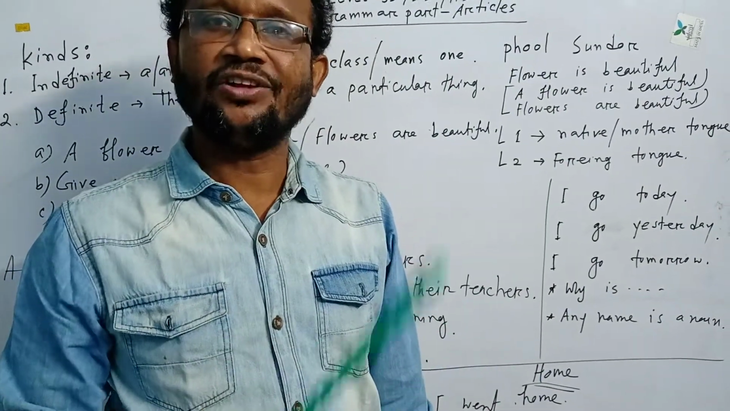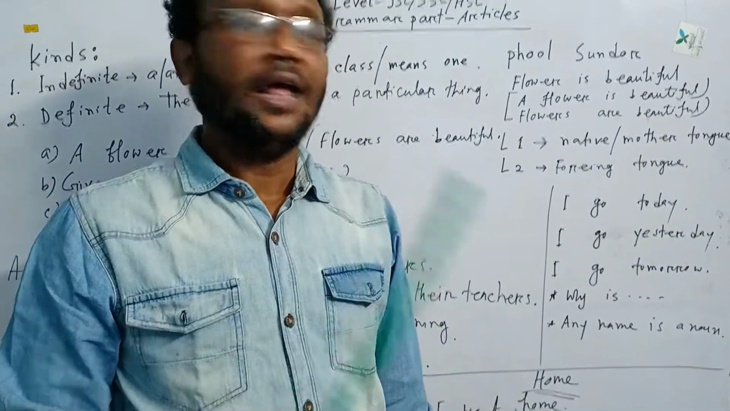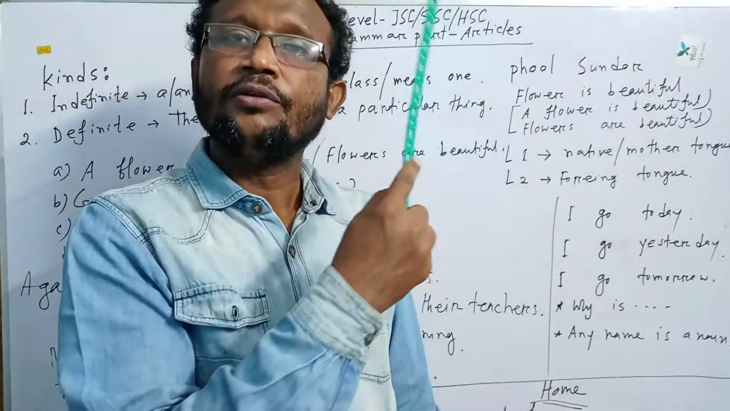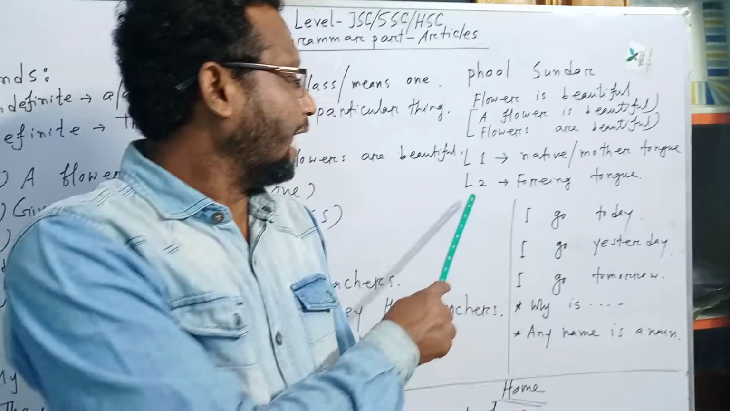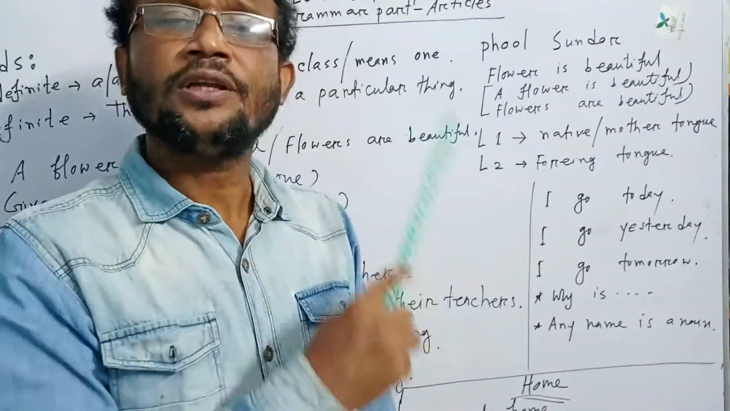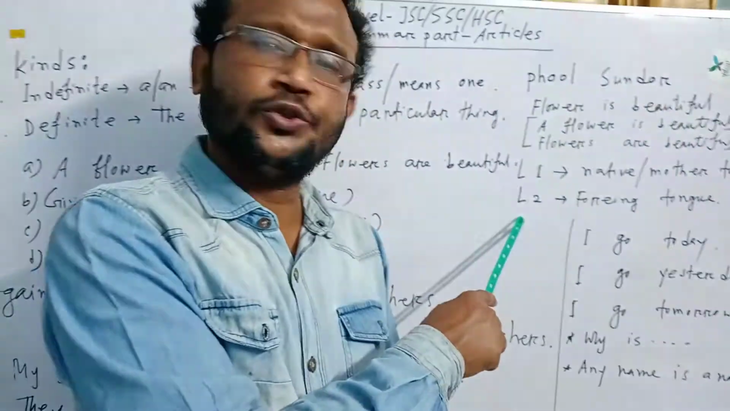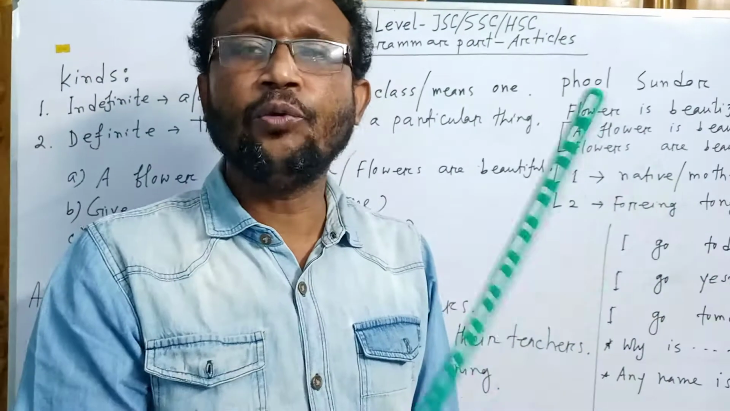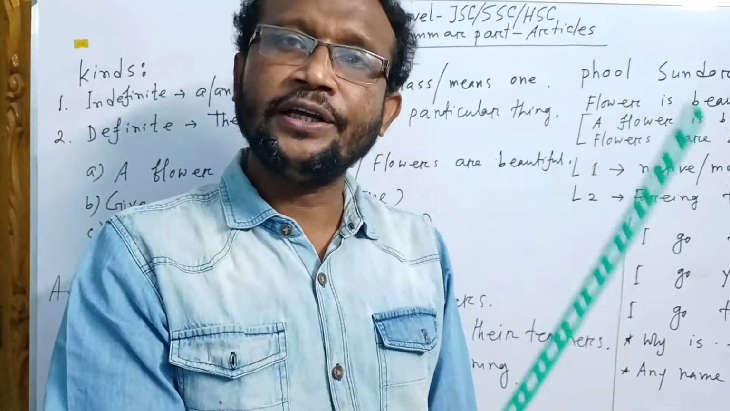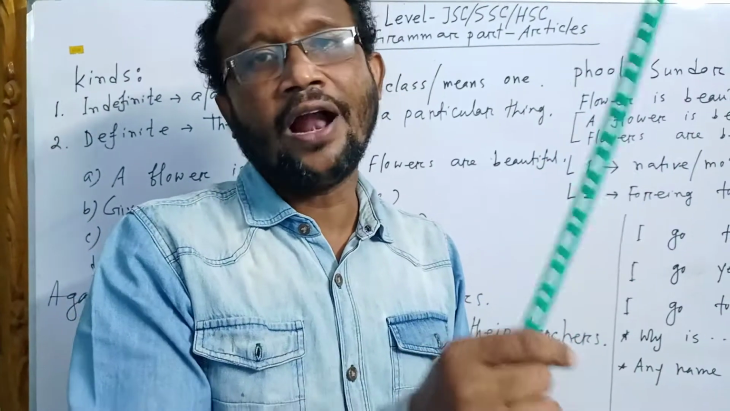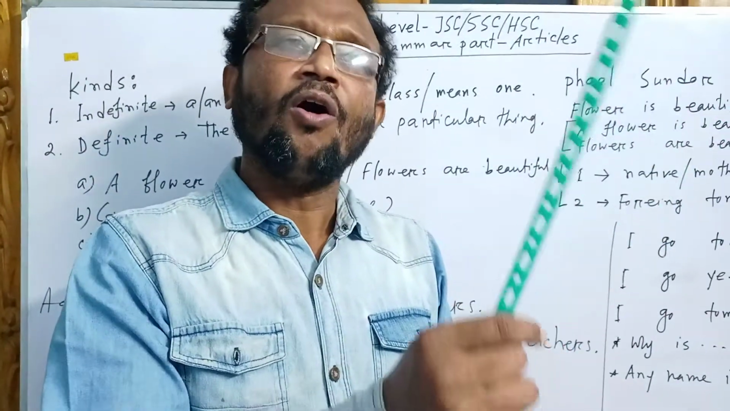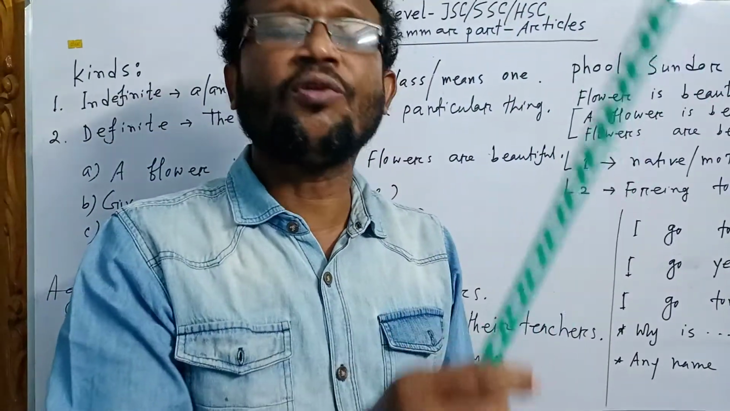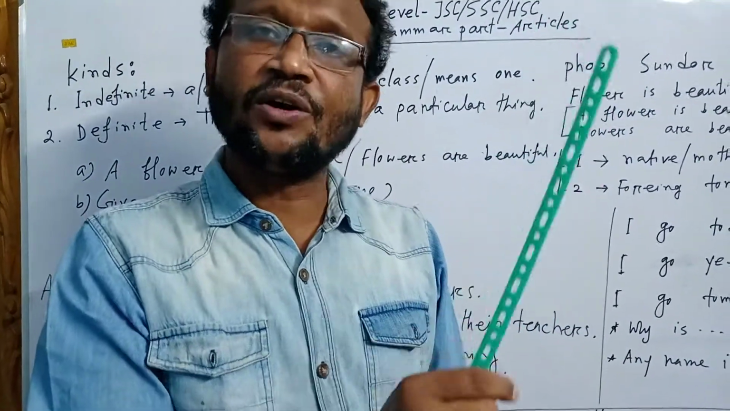Why does this thing happen? The reason is L1 and L2. What does L1 mean? L1 means your native language or your mother tongue, and L2 means your foreign tongue. The language you want to learn is L2. And L1 always tries to influence your learning process. L1 always jams your learning process. That is, all the time we try to learn a language by translating the language. This is our main problem.